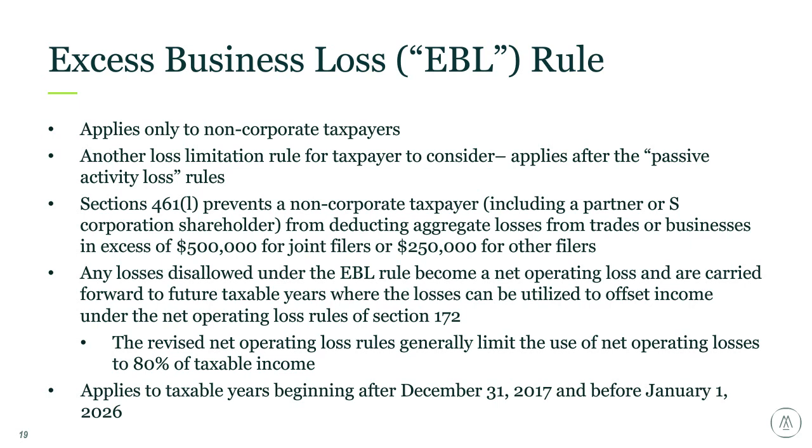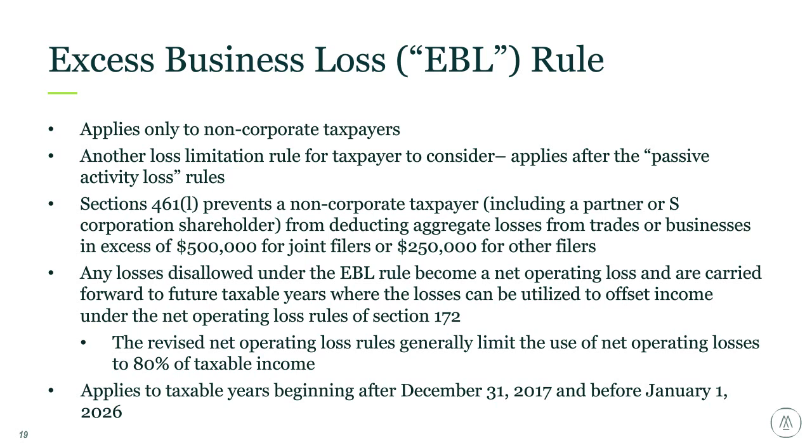And what happens to these losses? If you have an excess amount, for example, let's say you have $600,000 of loss coming through in aggregate. It's looked at as a net aggregate rule from all your trades or businesses. And the first $500,000 you can use to offset other sources of income if you have them. Otherwise, they get converted into an NOL. NOLs are generally less favorable. Under the new tax rule, Section 172 has been modified to allow you to utilize on a carry-forward basis only 80% of any NOL carry-forward to offset taxable income in future years.